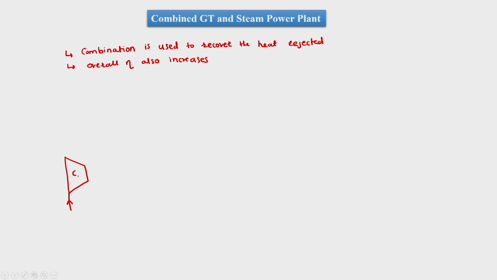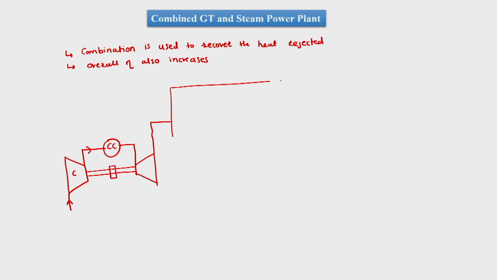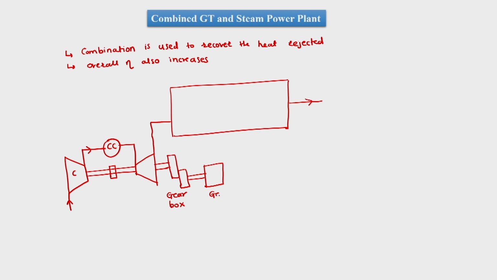which will take the air, and then it will go to the combustion chamber. After the combustion chamber, the gas will go to the turbine, and then this is attached by a shaft. This turbine exhaust is given to the boiler of the steam power plant, and then it is exhausted from there. This shaft is connected by a gearbox to the shaft of the generator. So this is the gearbox and this is the generator.